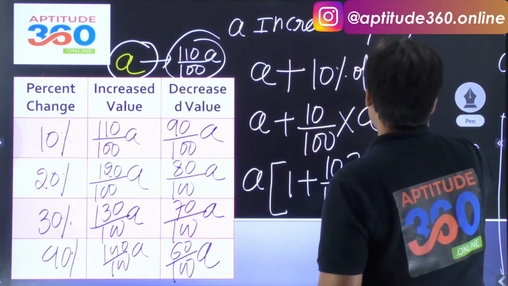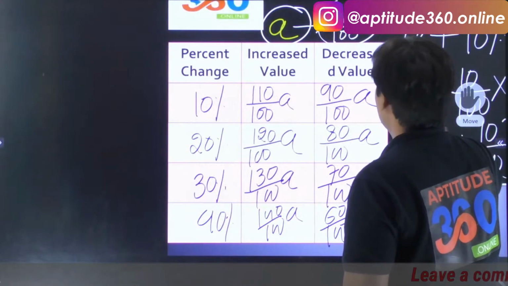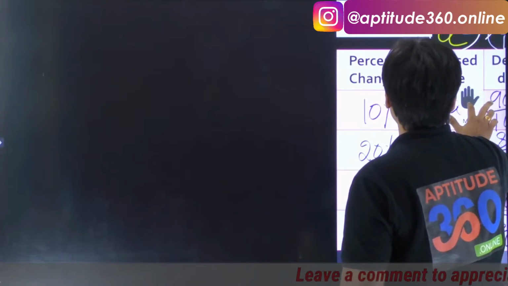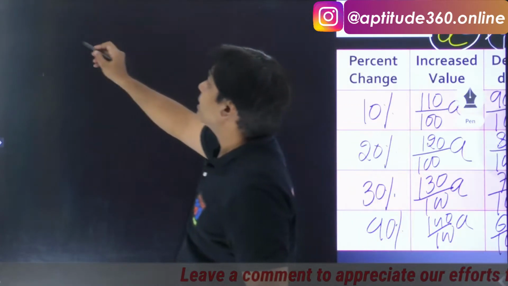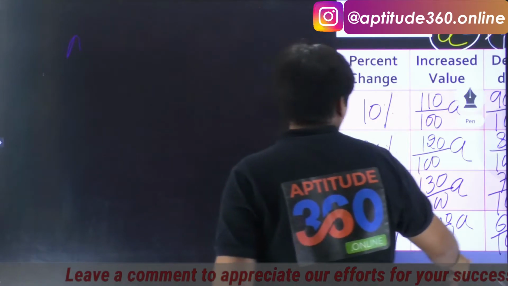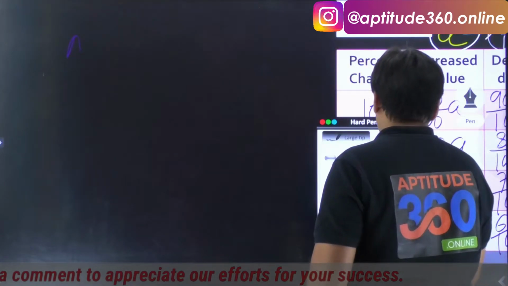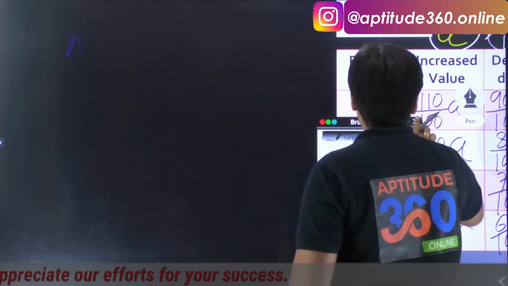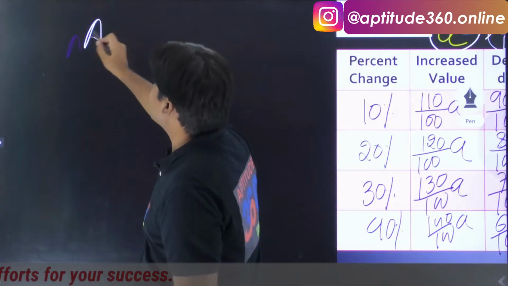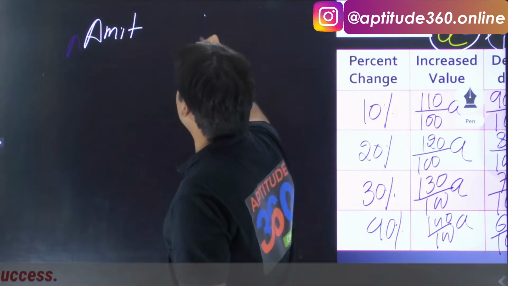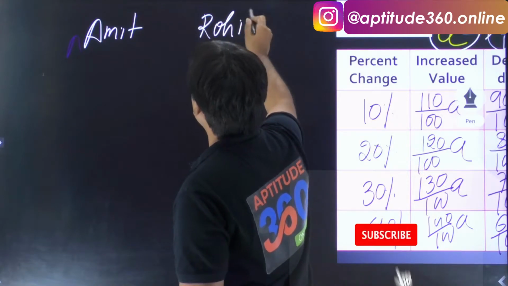My second proposition is this. Let us see this. I say that there are two persons, Amit and Rohit, and Amit sells something to Rohit at a profit of 20%.